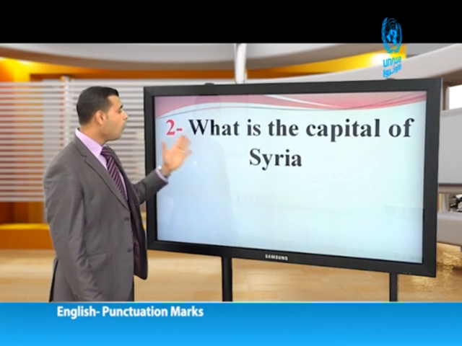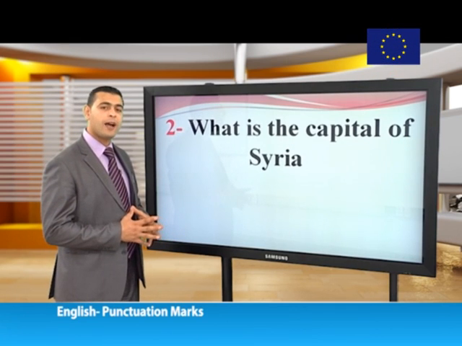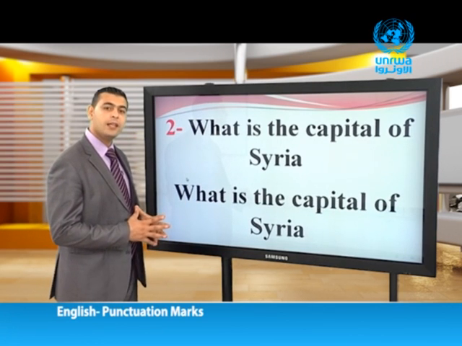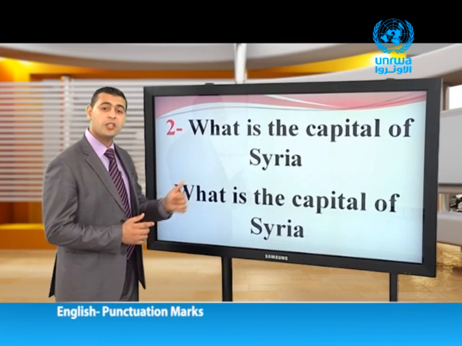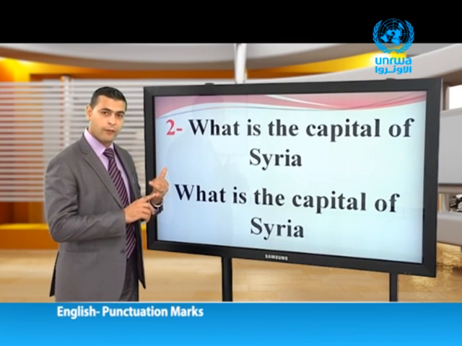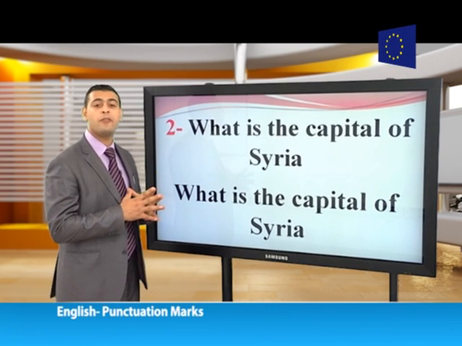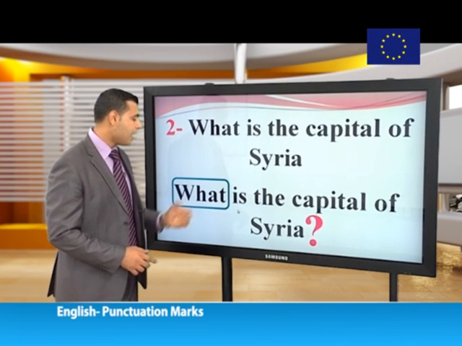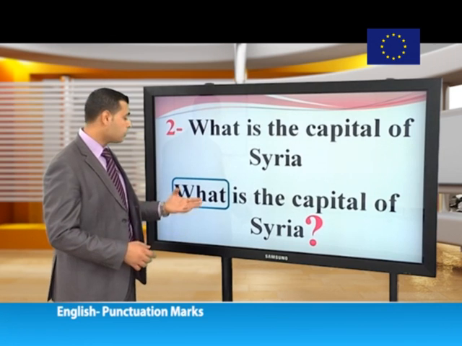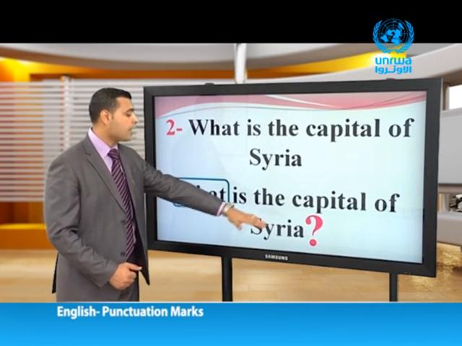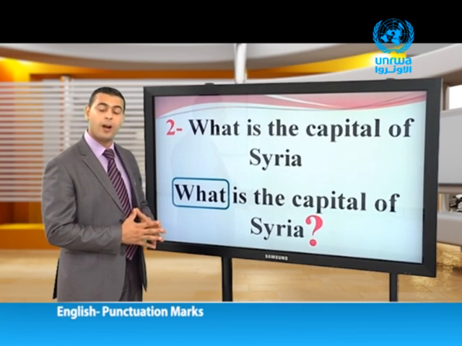Number 2. What is the capital of Syria? Here, "what is the capital of Syria" is a question, so we need to close it up with what? With a full stop or with a question mark? What do you think? Excellent, thank you very much. With a question mark. Why? Because we have the question word what. So let's read the question again. What is the capital of Syria? At the end we have the question mark.